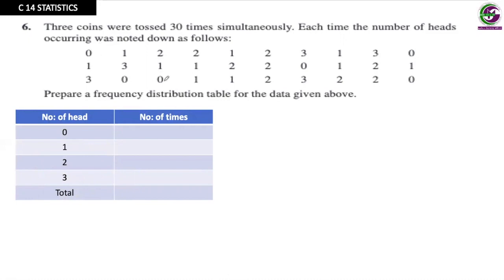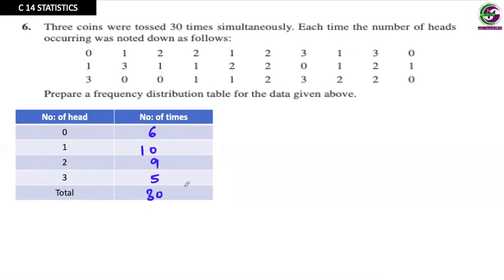Zeros are only 6. And the total is 15 plus 15, 30. That's all. We are done.